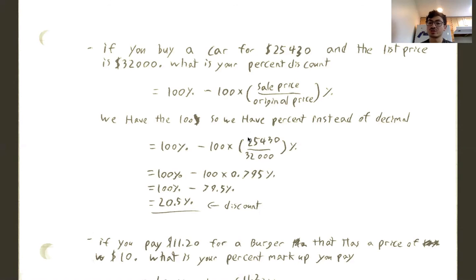So we put our sale price in of $25,430, and our original price of $32,000. We do the division in here, and this is going to give us 100 times 0.795, and that's going to be percent with the multiplication by 100. By multiplying by 100, we go from decimal form to percent form. So now we got 100% minus 79.5%, and this gives us a discount, because it's positive, of 20.5%. That is how much we're saving on that car, which is a great amount to save on a car.